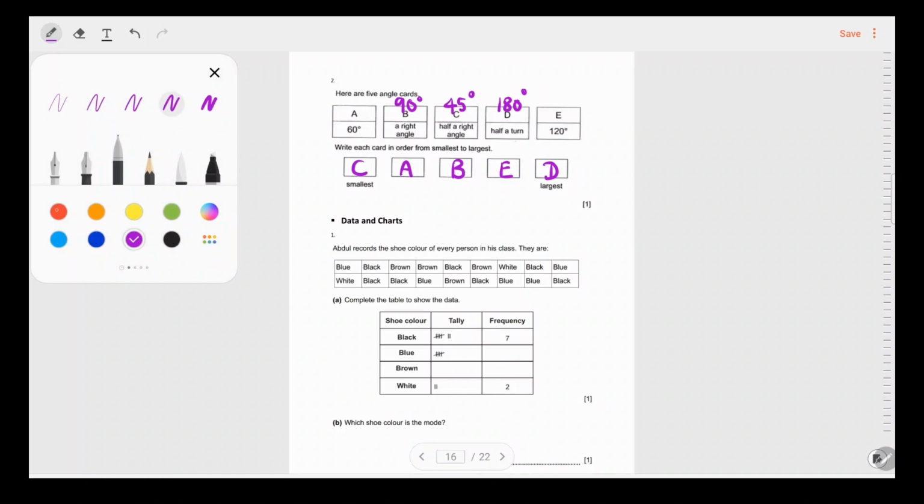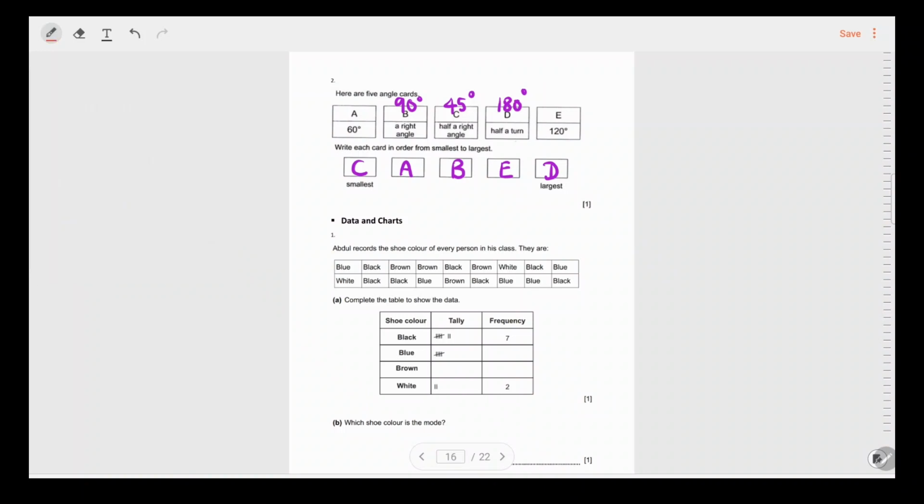So let's move on to the next topic, which is data and charts. Here we have a question which says, Abdul records the shoe color of every person in his class. And we have the record. We're supposed to complete the table to show the data. So blue, we have a tally of 5. So the frequency is 5. And then we need to count how many brown shoes there are.